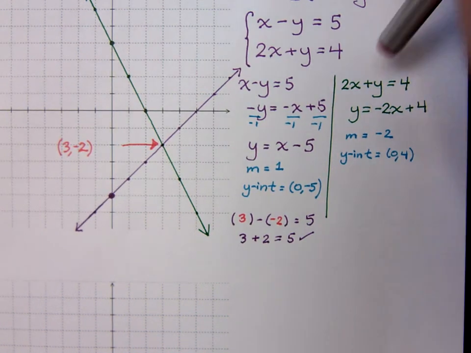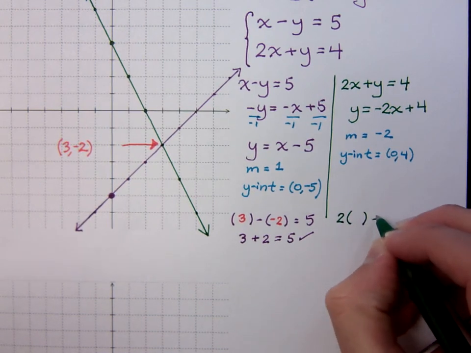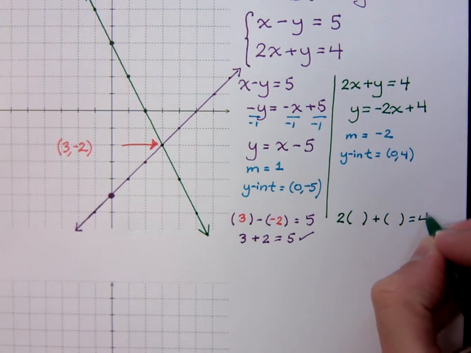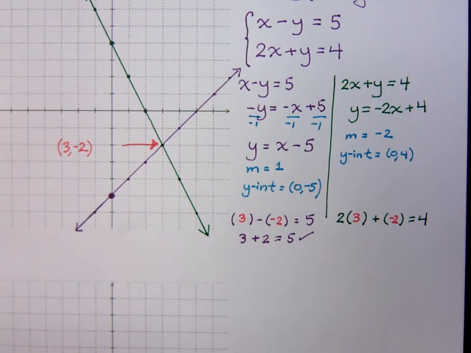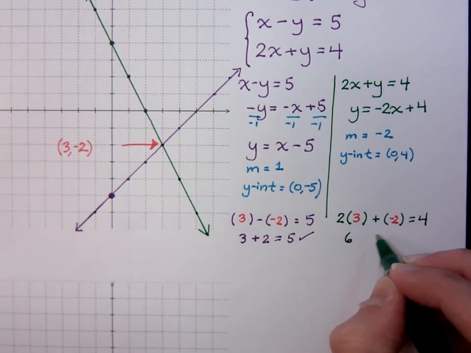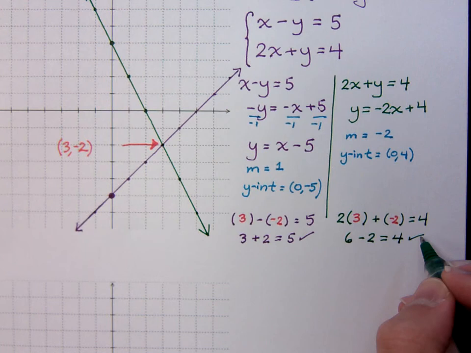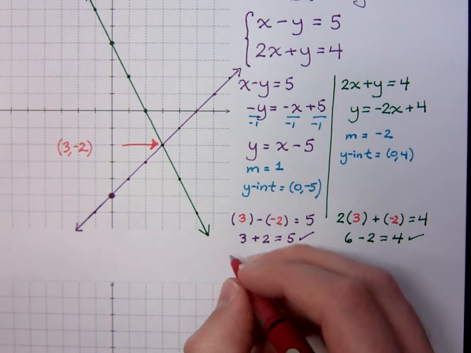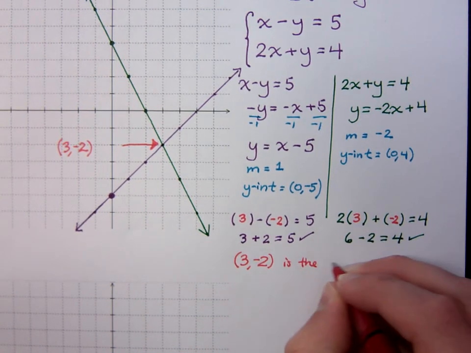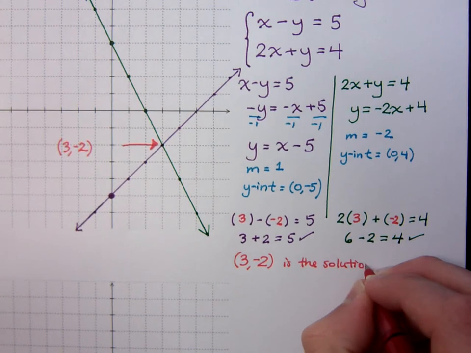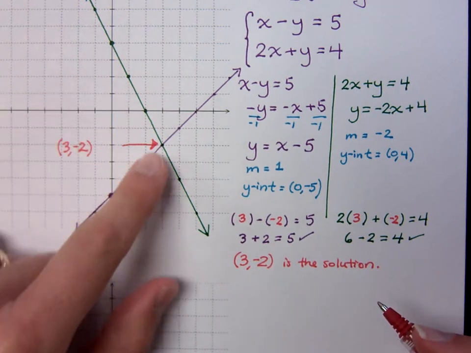Well, let's see about the other one. I have 2 replacing the x, and I'm replacing the y. And I'm going to replace them with 3 and negative 2 respectively. Well, let's see, 2 times 3 is 6. That's just a minus 2. And we see that 6 minus 2 does equal 4. So we can say without a doubt that the ordered pair 3, -2 is the solution, because that's where these guys intersect. Okay, right here, 3, -2.